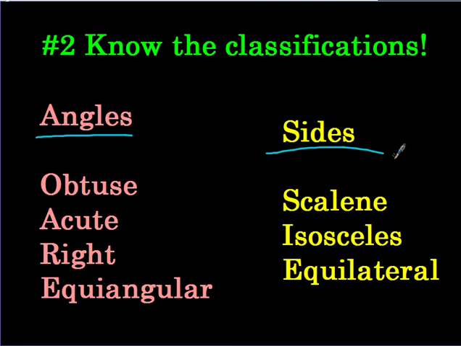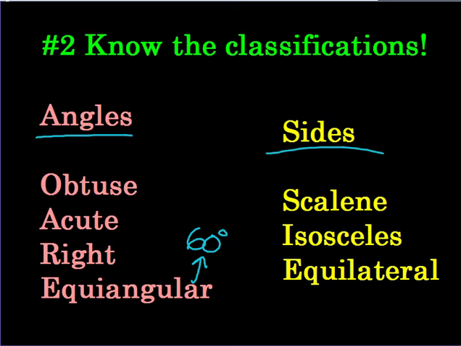Right means that you have one right angle in the triangle, and equiangular, if you remember, means that all of the angles are equal to 60 degrees. They're all the same. All 3 of them are 60. Sides, scalene means that none of the sides are congruent. Isosceles means that at least 2 of the sides are congruent. And equilateral means that all 3 sides are congruent.